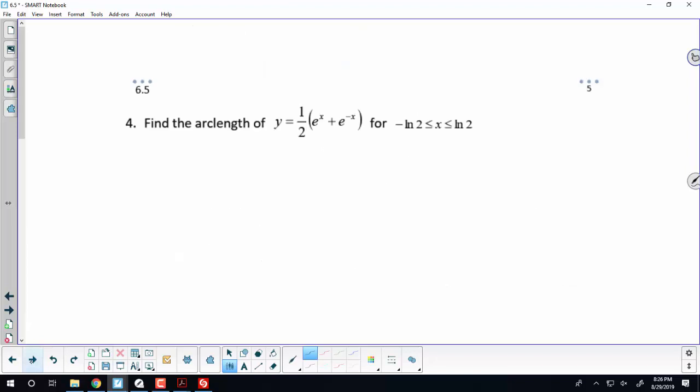So here's one to work through. Let's see what we can do in 10 minutes. Take 10 minutes and compute this arc length.